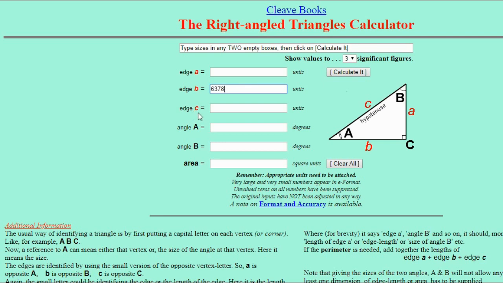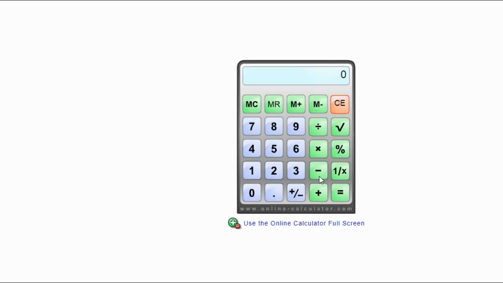6,378, and edge C is 6,383. Now we'll calculate it. Now we're only looking at 253 kilometers away. Only 253 kilometers. That's not very much at all. So 253 kilometers away is the cloud cover. Now let's go to the online calculator.